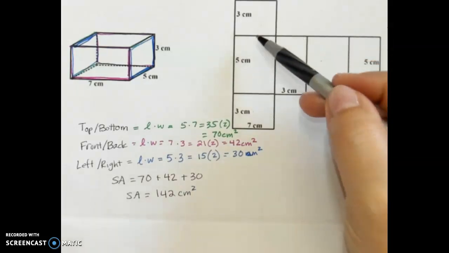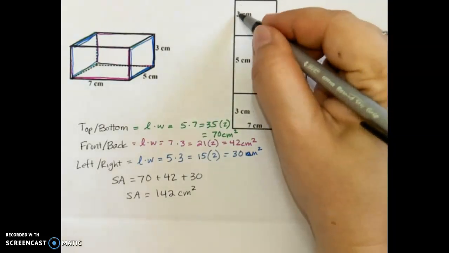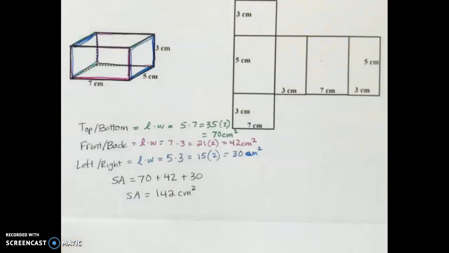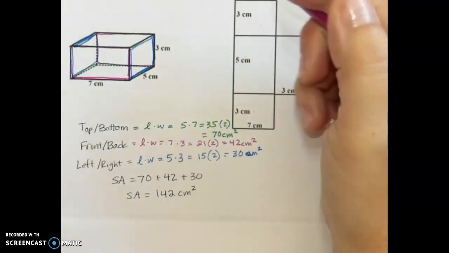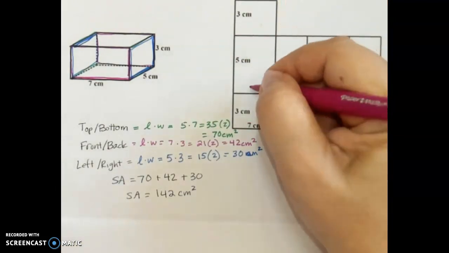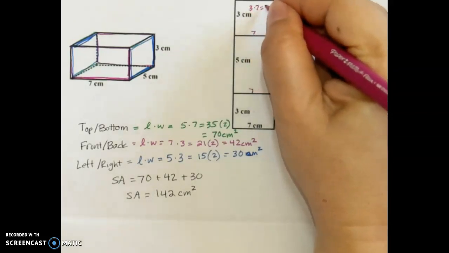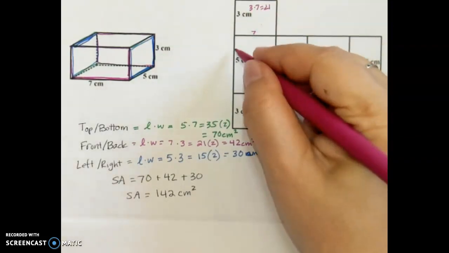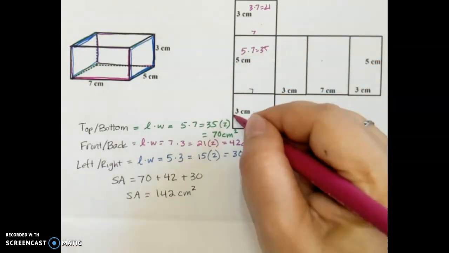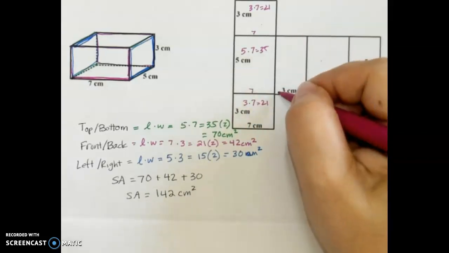Okay, now if I use my net, a net is that flattened out version, I can look at the dimensions of each rectangle separately. So up on the top, I have 3 by, if I look down here, this is 7, which means this is 7, this is 7. So 3 times 7, 21 for that rectangle. Here I have 5 times 7, or 35. I have another 3 times 7, 21.